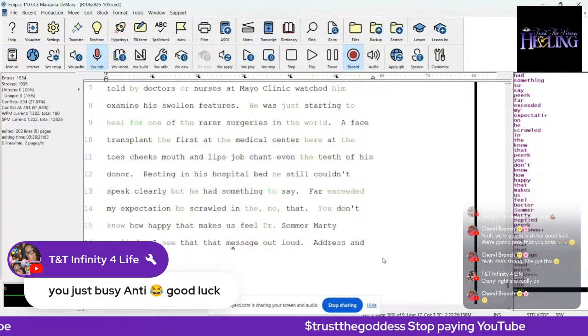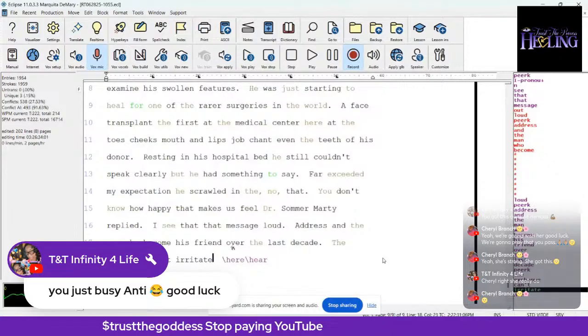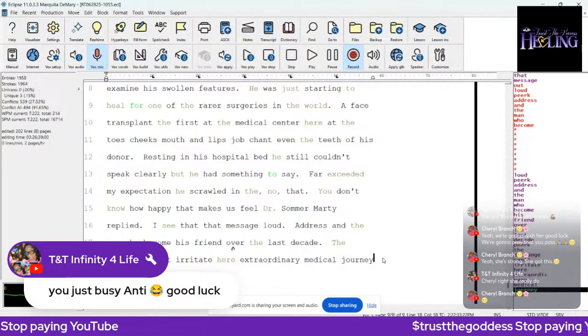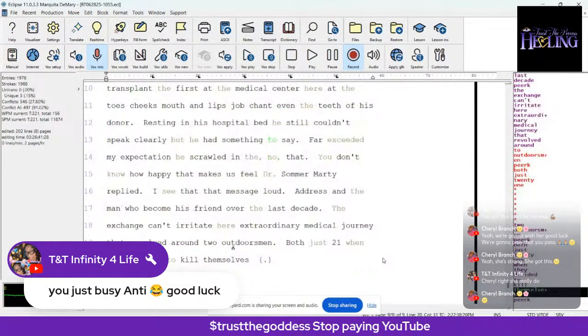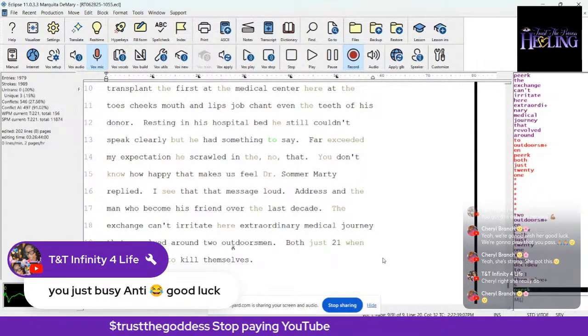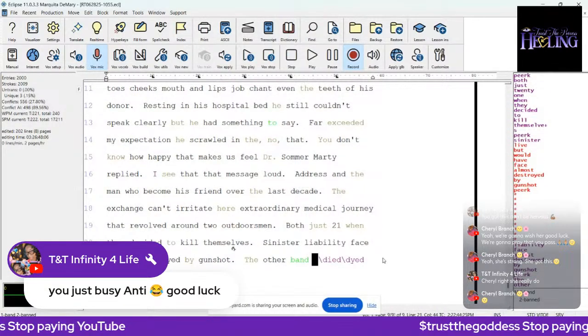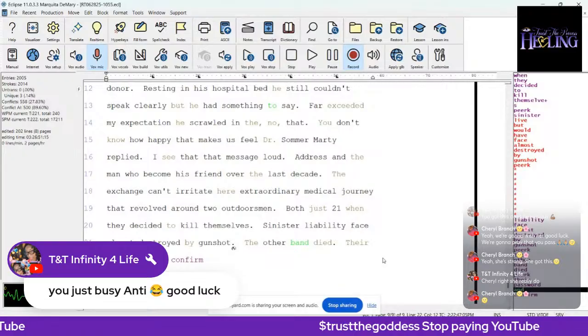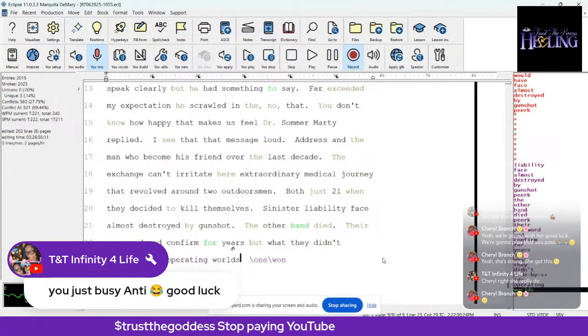The exchange came near the end of an extraordinary medical journey that revolved around two outdoorsmen, both just 21 when they decided to kill themselves. Sandness survived, but with a face almost destroyed by a gunshot, the other man died. Their paths wouldn't converge for years, but when they did, in side by side operating rooms, one man's tragedy offered hope, the other would have a second chance at a normal life.